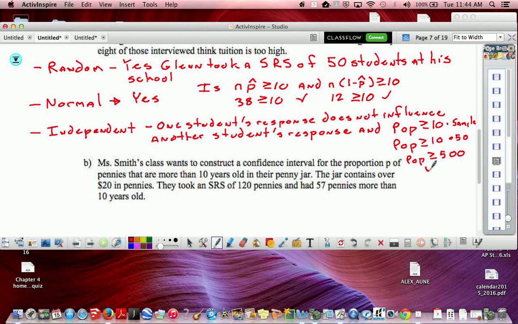Yes. 2,400 students in the school. So this is a yes. All three conditions are met.